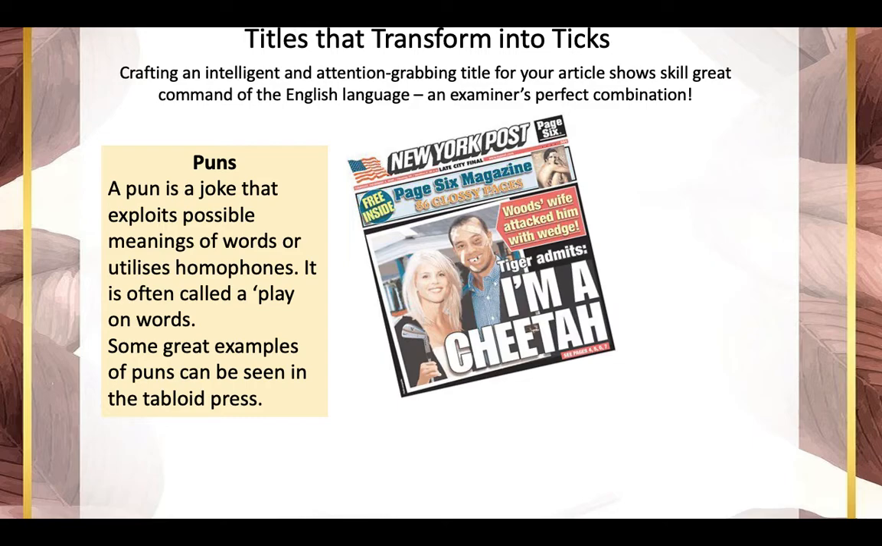So here we've got Tiger Woods admitting that he is a cheater. And of course you've got the homophone there between cheater, as in being unfaithful, and then obviously cheetah the animal, which is a play on the fact that he's called Tiger.